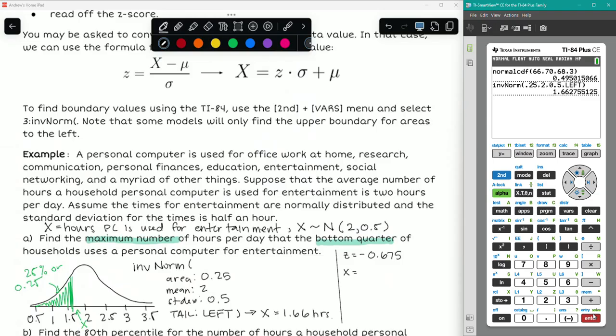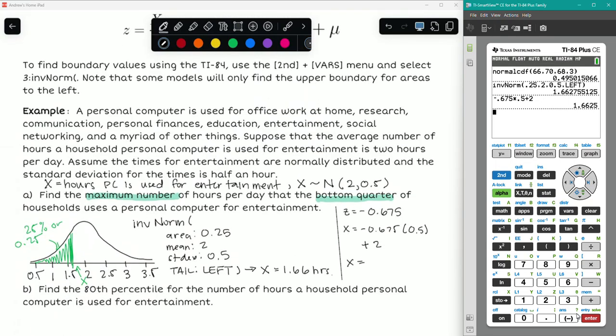And then I'm going to use that formula to find my x value. So x is going to be my z-score, negative 0.675, times my standard deviation, 0.5, plus my mean, which is 2. So on our calculator, I have negative 0.675 times 0.5 plus 2. And you'll notice that if I round that to 2 decimal places, I also get 1.66.